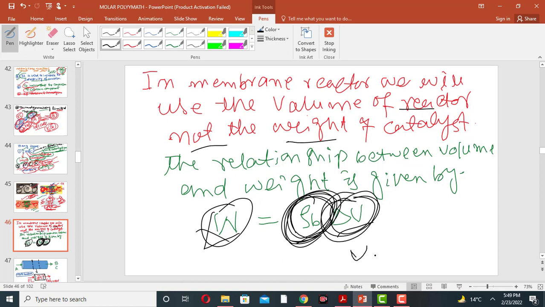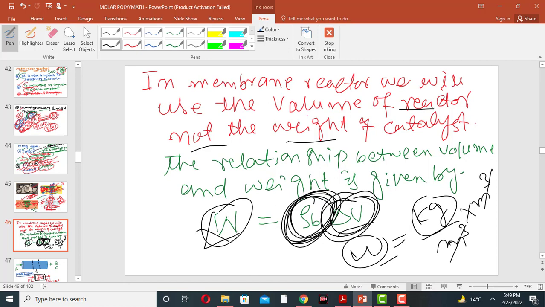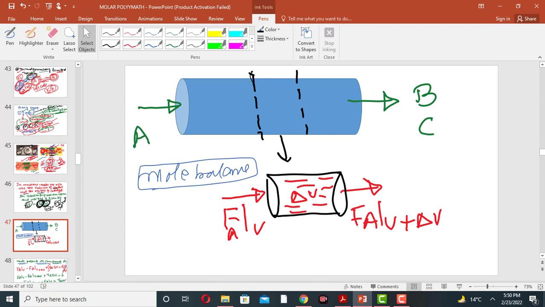So the volume and weight relation is: this is the weight of catalyst in kilograms, the density of catalyst is in kilograms per cubic meter of catalyst, and the volume of catalyst is in cubic meters. This is the relationship between volume and weight of catalyst.